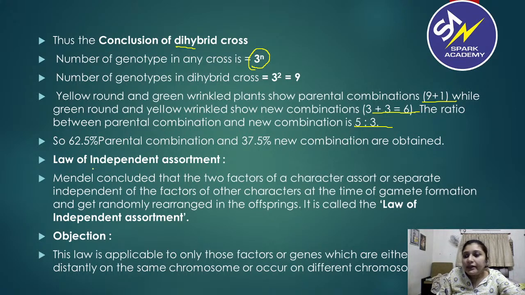Next is the law of independent assortment. Mendel concluded that two factors of a character assort or separate independently of the factors of other characters at the time of gamete formation and get randomly rearranged in offspring. It is called the law of independent assortment. The limitation here is that this law is applicable only to those factors or genes which are either situated far apart on the same chromosome or occur on different chromosomes. Then and only then can we apply the law of independent assortment to these genes.